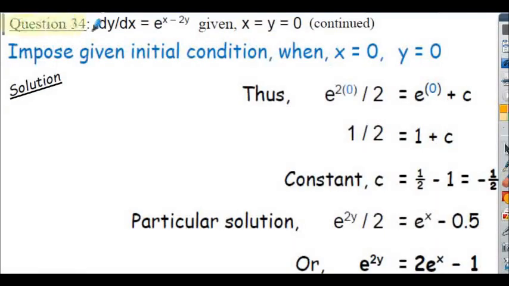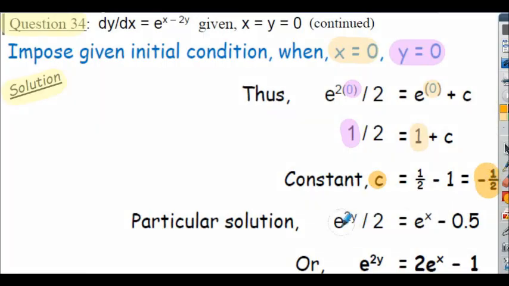So question 34, solution continued here. Given the initial condition, x is equal to 0, y is equal to 0, we insert these into our equation from the previous slide. Note that of course e to the 2 times 0 would be e to the 0, which has a value of 1. And the same on the right hand side, e to the 0 evaluated becomes 1. So we have a half on the left hand side is equal to 1 plus c on the right hand side. Rearranging for constant c, it's negative a half.